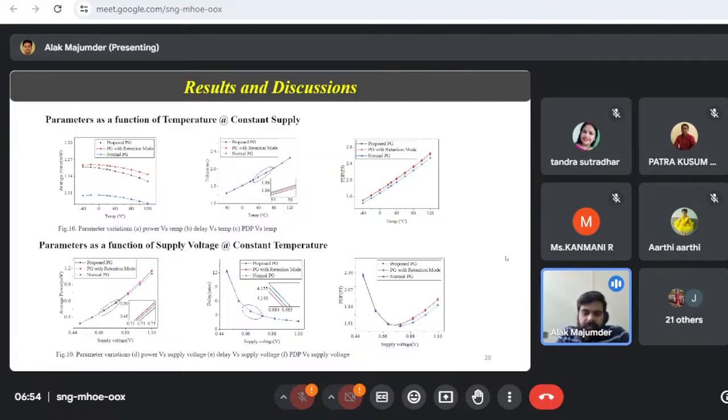So these are some analytical data. I'll mostly try to skip them. Just telling you what analysis we have done. We have basically fixed the supply voltage and varied the temperature from -40 degree to 120 degree centigrade to see what is the stability of the circuit.